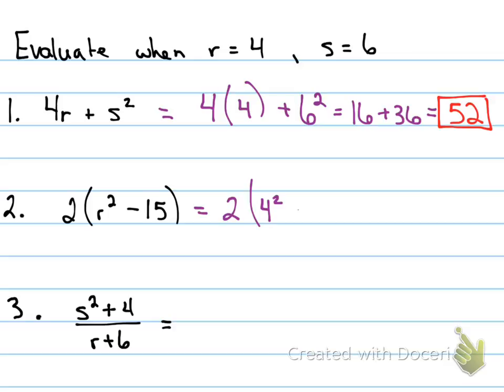On number 2, we show our substitution again. 2 times 4 squared minus 15. What's 4 squared? 16. What's 16 minus 15? 1. So what's your answer? 2 times 1 is 2.